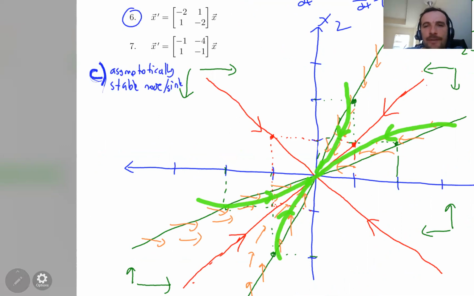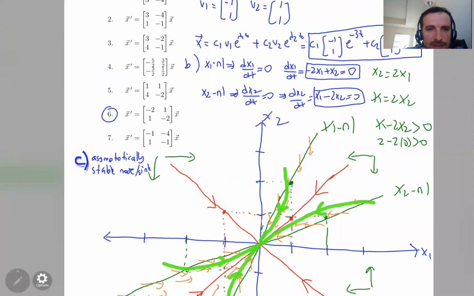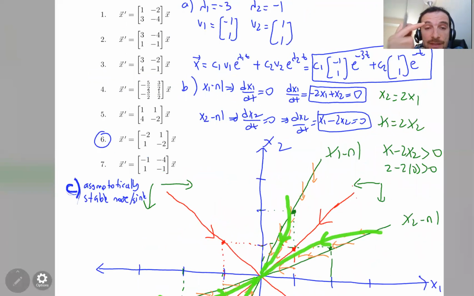Okay. All right. This is the end of this example, and these are the other examples as well. You can look at the other examples.